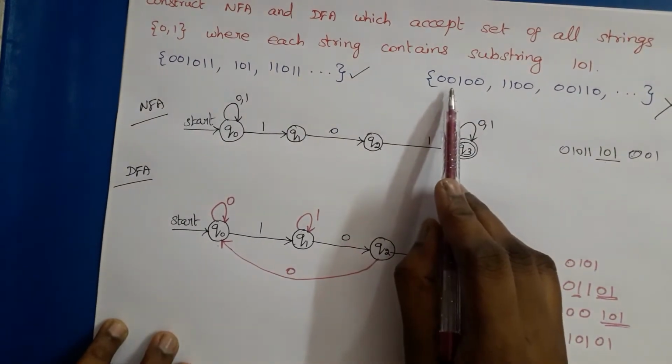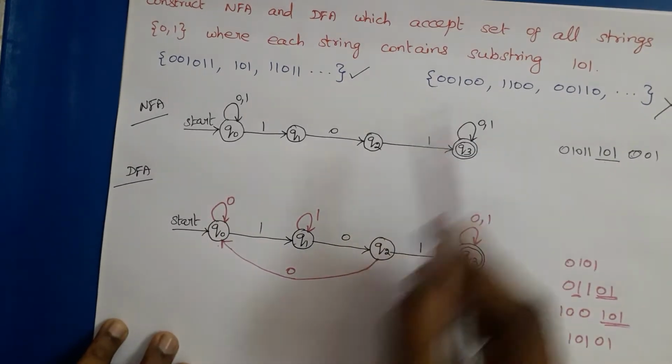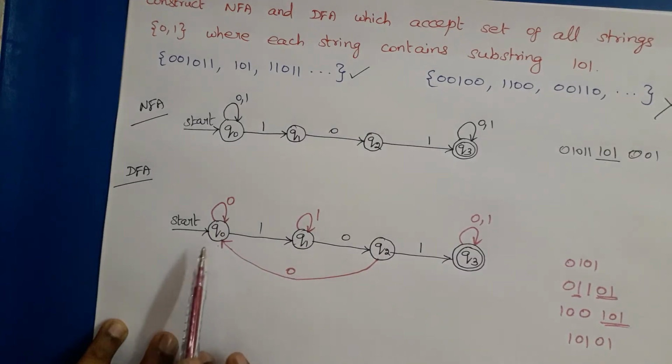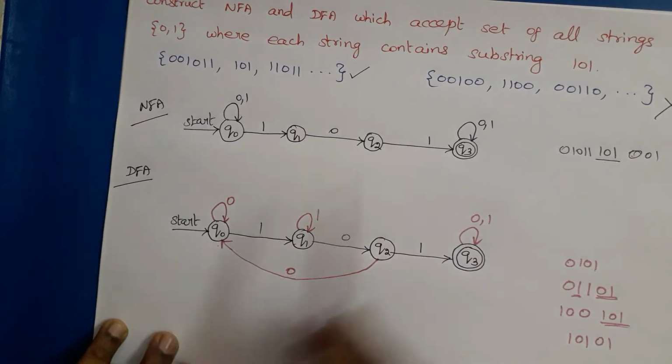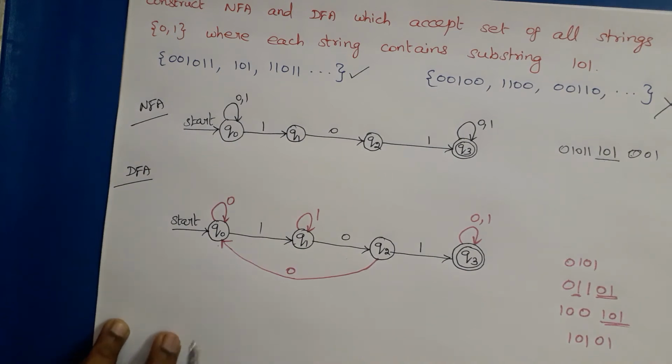Similarly, check with the incorrect input strings, 0000 and 100001 00. We are not in the final state, so it is rejected. Then 1100 and 1100. Similarly, we can check for correct and incorrect input strings. So this is the NFA and DFA for the substring 101.